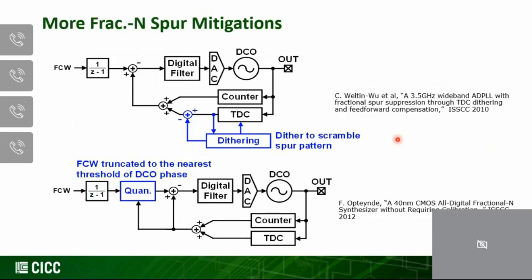All right, so here I list a couple more works that are related to this spur mitigation, and you can see that in one work they scramble the spur pattern of that TDC, and in another work they actually truncate the FCW, the frequency control word pattern, after the accumulation. And from there, you can also try to mitigate some of the Fractional-N spur that's due to the TDC quantization pattern. So for more details, please go to those papers, or if you have a question, you can feel free to ask me after this tutorial.